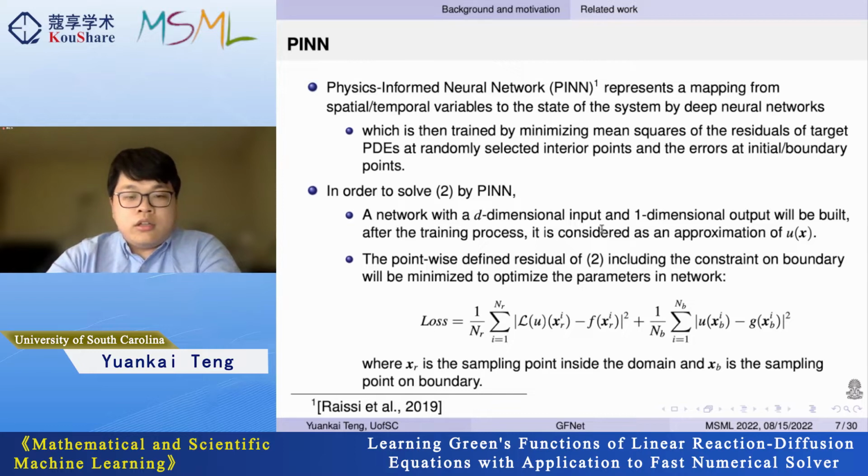In order to train this network, we need to sample points. The point-wise defined residual of equation 2, including the constraint on the boundary, will be minimized to optimize the parameters in the network. And here in the loss function, the first part is the residual of the PDE, and the second part is the constraint on the boundary. Here we need to sample points both inside the domain and on the boundaries.